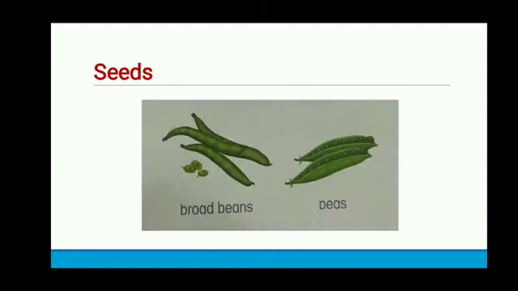Our next vegetable is seeds. Class, we eat seeds as vegetables. Here we have two examples of seeds which we eat as vegetables. These are broad beans, which means phaliyan, and peas, which means matar. They grow in pods above the ground, which means they grow in a shell-like cover above the ground.